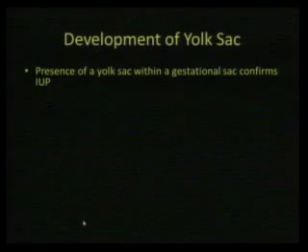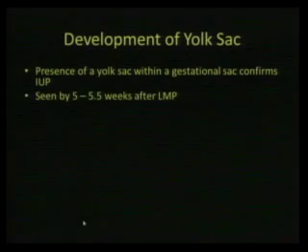So development of the yolk sac. The presence of a yolk sac with a gestational sac basically confirms that there's an intrauterine pregnancy present. Again, we typically see it by 5 to 5.5 weeks after the patient's last menstrual period.